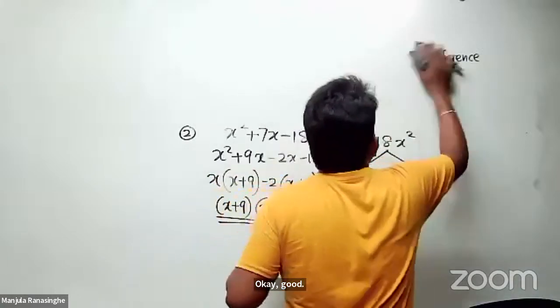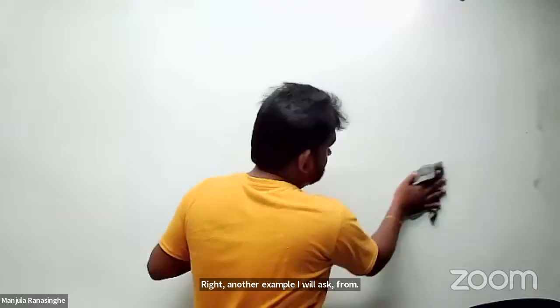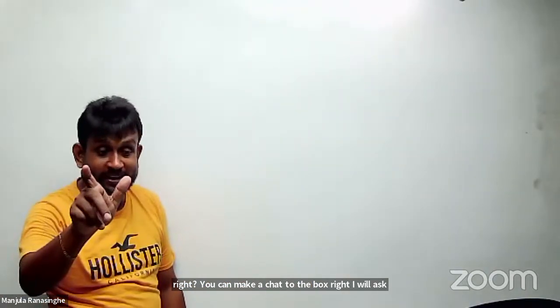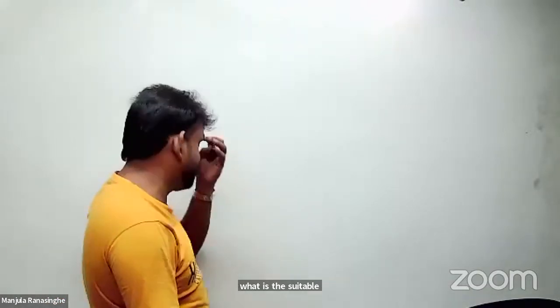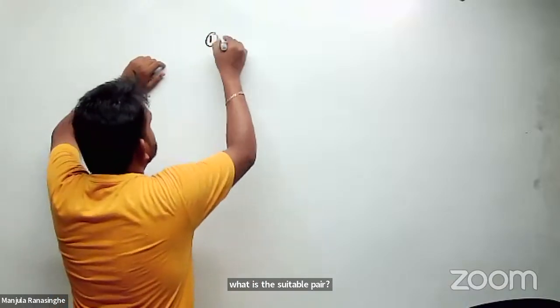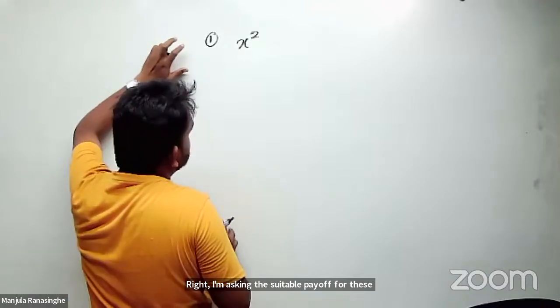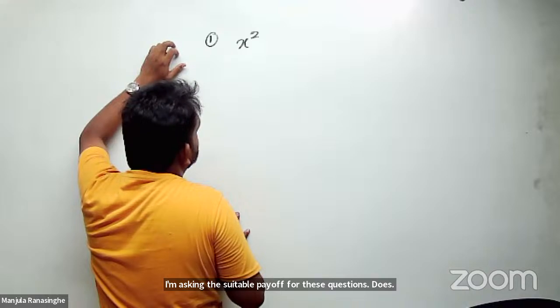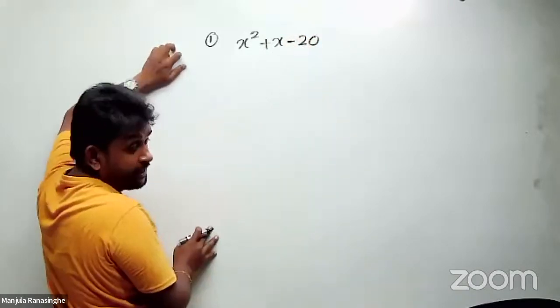Right, another example I will ask from my students. I will ask what is the suitable pair. I'm asking the suitable pair for these questions. First one, x squared plus x minus 20. Right?